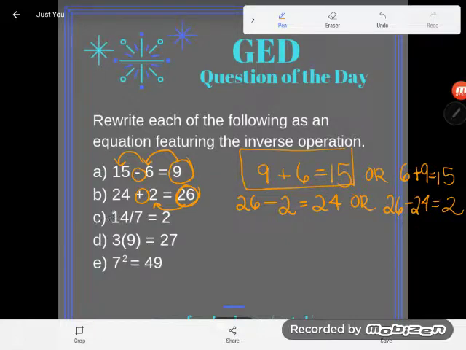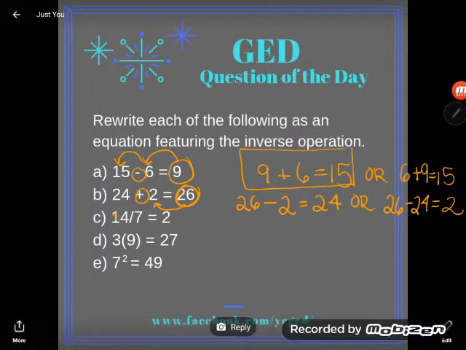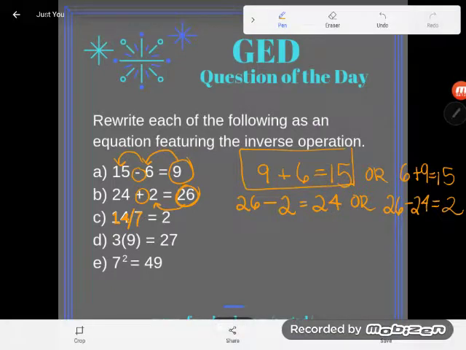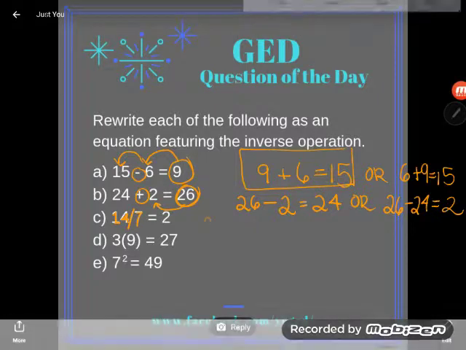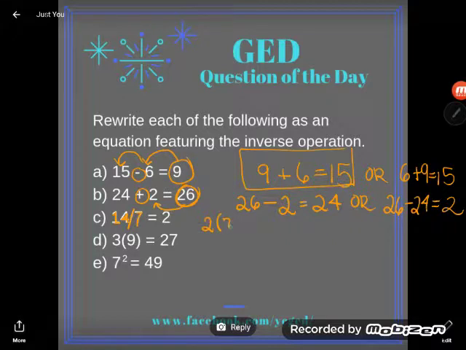Okay, now let's try C. Now this freaks students out because they're like, dear God, a fraction. But be careful, this isn't really a fraction problem. This says 14 divided by, remember a fraction bar means divided by, 7 equals 2. 14 divided by 7 equals 2. So if I wanted to rewrite this using the inverse operation, I'd have to rewrite it using multiplication. So using multiplication, 2 times 7 is 14.